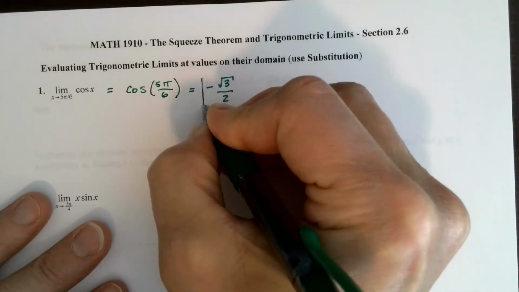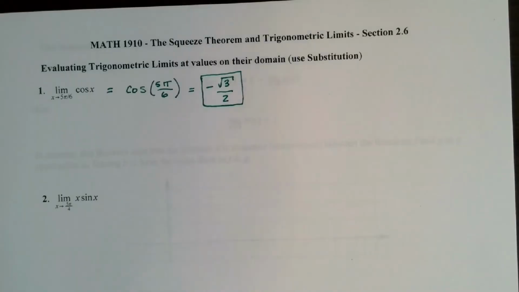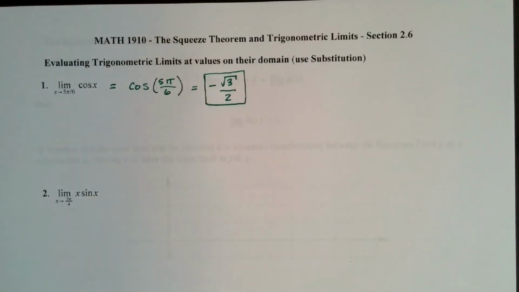I don't want a calculator approximation for that, so don't use your calculator to find cosine of 5 pi over 6. That is an estimate. I want the exact value. Okay? And if you give me the exact value and then you want to estimate that, I guess that's fine, but that's not needed. Okay? Let's take a look at the next one.